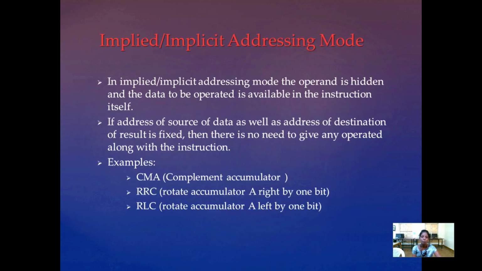The last is implied or implicit addressing mode. In this mode, the operand is hidden, and the data to be operated on is implied by the instruction itself. If the address of the source of data as well as the address of the destination of the result is fixed, then there is no need to give any operand along with the instruction. For this addressing mode, the examples are CMA, that is, complement accumulator; RRC, rotate accumulator A right by 1 bit; and RLC, rotate accumulator A left by 1 bit.